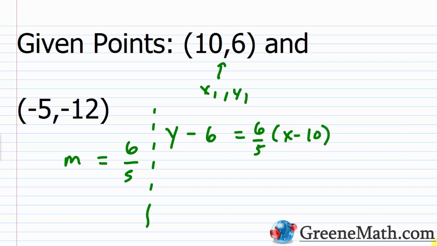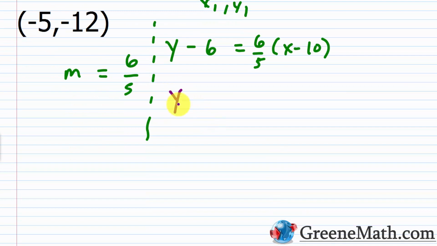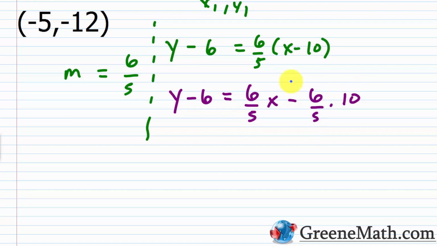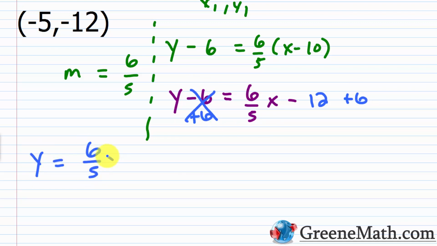Okay? Let me scroll down just a little bit. All right, so we'll have y minus 6 is equal to 6/5 times x is 6/5 x, and then minus 6/5 times 10. We can cancel this 5 with this 10. That'll be a 2 up here. 2 times 6 is 12. So we'll have minus 12 there. And again, to finish this up, let me add 6 to both sides of the equation. This will cancel. And we'll have y is equal to 6/5 x, and then -12 plus 6 is minus 6. Okay? So let me just scroll down.